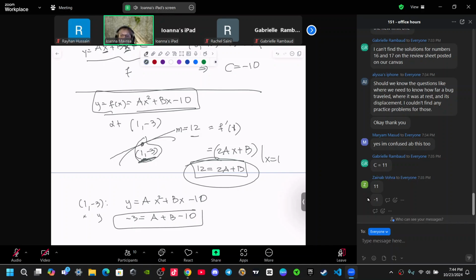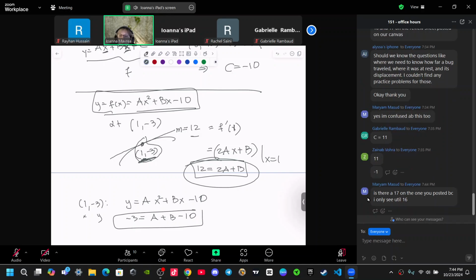Okay, so is there a 17? You should go and look, did you look online on our Canvas site? There's a 17, there's an 18. So I like odd numbers, so I added an 18.